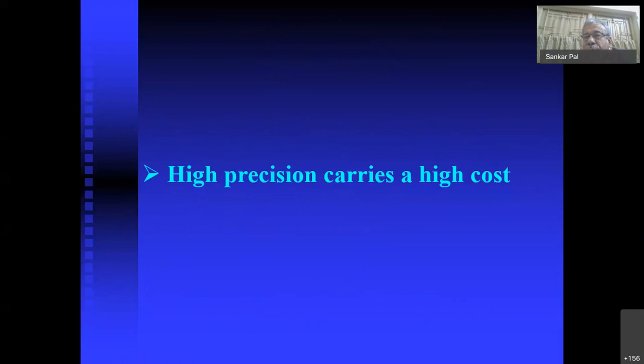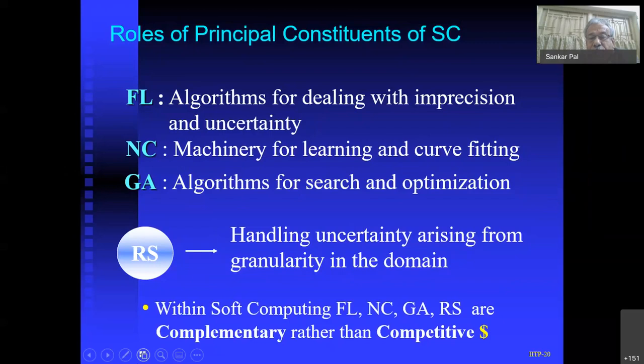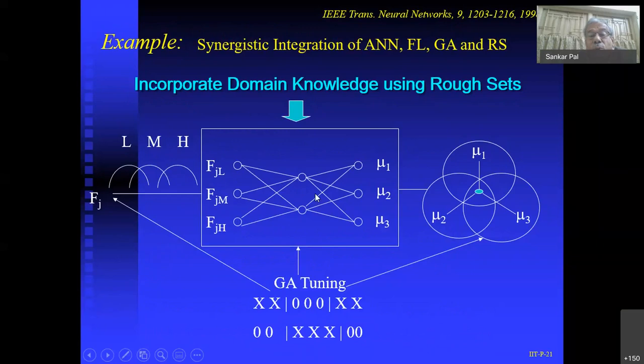So the role of soft computing: fuzzy logic for dealing with imprecision and uncertainty, neural networks and machine learning for learning and curve fitting, genetic algorithms for search and optimization. And rough set theory, which we have introduced from our department, handles another uncertainty arising from granularity. I will explain later on. Here uncertainty comes from overlapping concepts, here uncertainty comes from granularity in the domain. Now, if you can bring in probability uncertainty, it will be even more powerful. And within soft computing, they are complementary, that means they do not fight with each other; rather, they help each other. For example, if you take this synergistic integration of four tools, that I already explained.